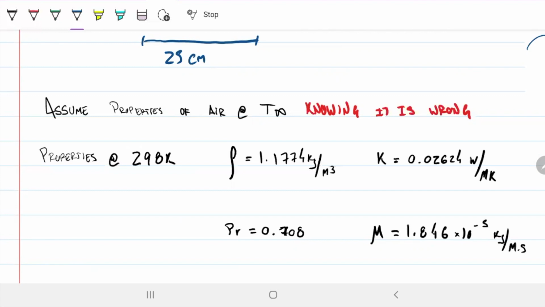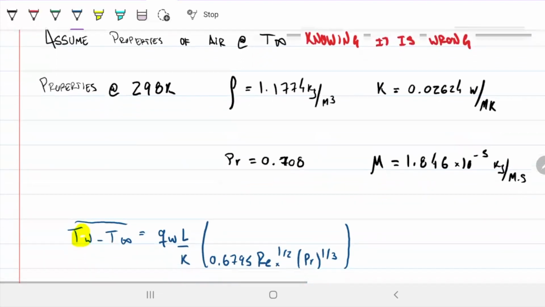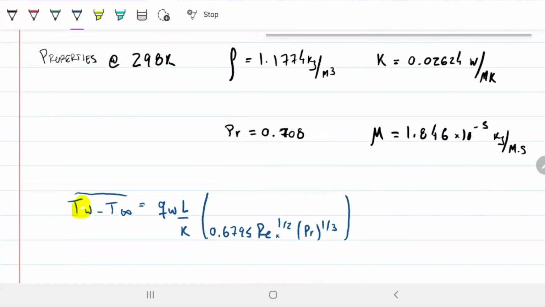Okay, so I just grabbed these properties for air at 25 Celsius, and I know this is a non-isothermal plate with constant heat flux coming through, so I'm plugging in the same equation we just used before. That one is telling us that the temperature of the wall minus T infinity, the average between these two, equals this constant heat flux going into or out of the plate over the whole length of the plate, over the conductivity of the fluid, Reynolds and Prandtl. We have everything here except for Reynolds, so we can calculate Reynolds using these properties.